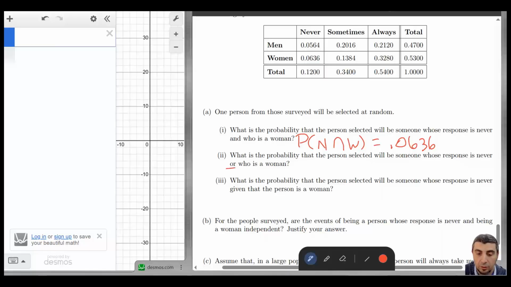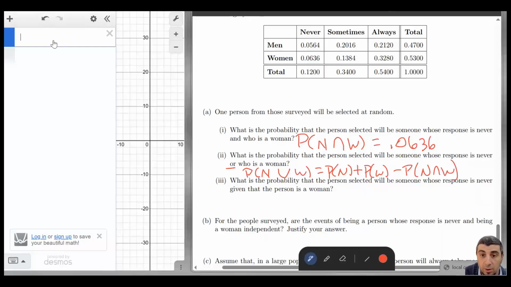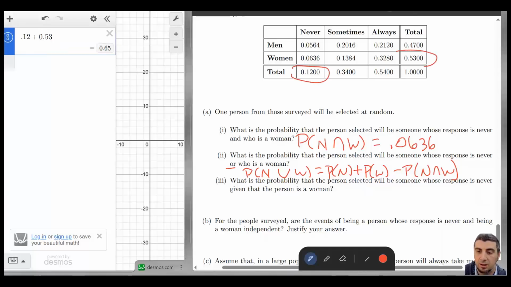Part 2. What is the probability that a person selected will be someone whose response is never or who is a woman? So this is the probability of never or woman, which is the probability of never plus the probability of woman minus the probability of the overlap, the probability we just calculated. So we can do that over here. The probability of never is 0.12 plus the probability of woman is 0.53. That's right here and right here.